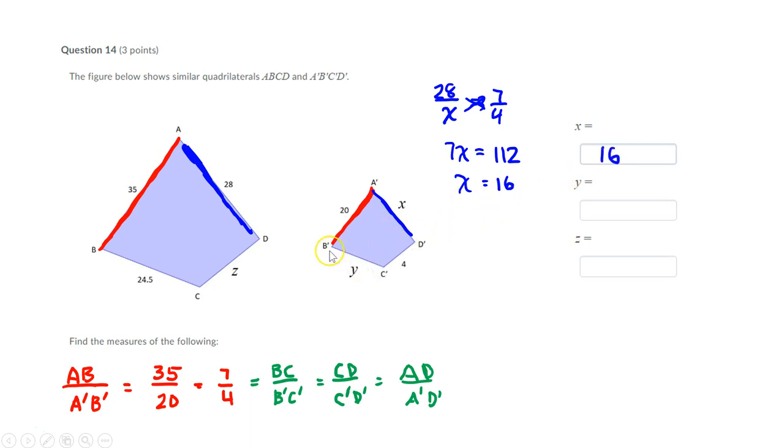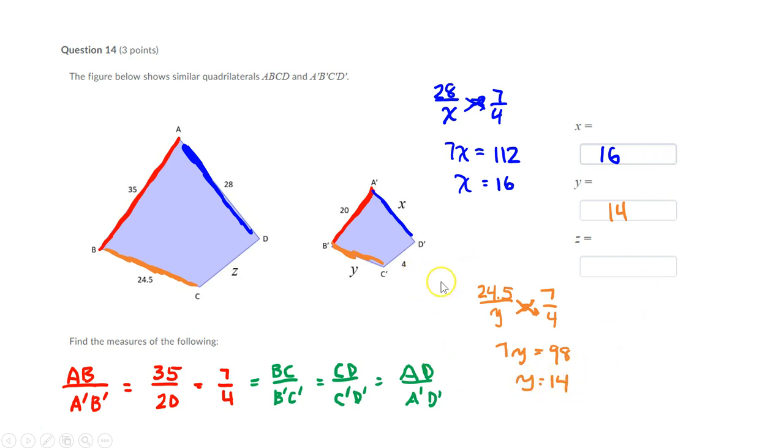For y, it's B prime C prime. So I'm using this ratio here, BC over B prime C prime, but that should also equal 7/4. And since I don't know what B prime C prime is, but I do know what BC is, I'm going to have 7 over 4 equals 24.5 over y, or the other way around. I do my cross multiplication, I get that 7y equals 98, which means that y equals 14.